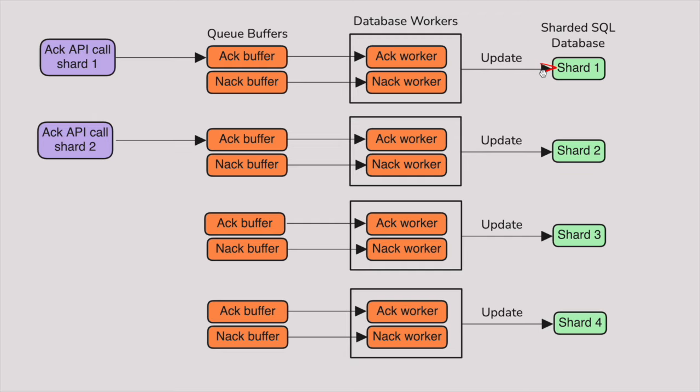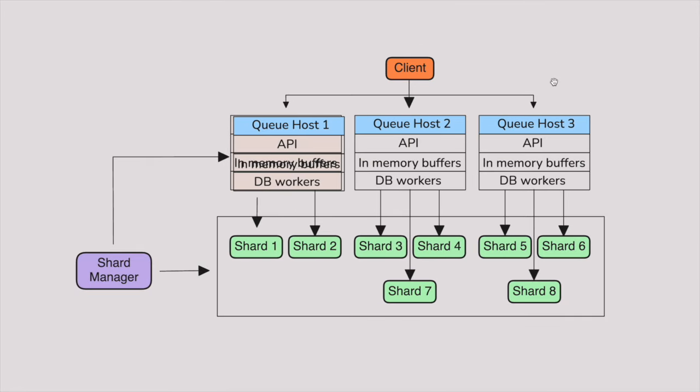To summarize the design, it would look something like this. We would have a client that would send a request to one of our queues. Then every single queue host would maintain an API. It would have in-memory buffers for ACKing and NACKing, as we discussed before, and it would have database workers. Those database workers would be responsible for querying shards of the database and retrieving or updating the items inside the queue. We would also need to use a shard manager that would be responsible for maintaining the replication levels and mapping between the queues and the shards. So instead of every single queue maintaining it internally, we can just have a shard manager that would maintain that mapping inside it.